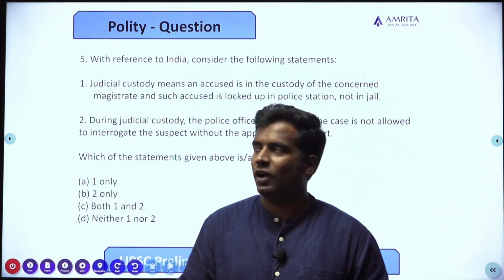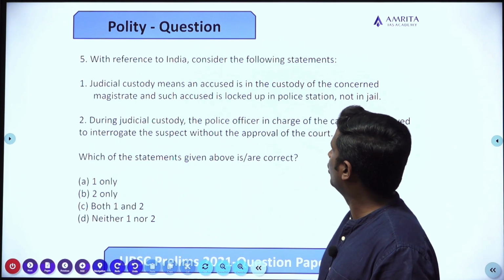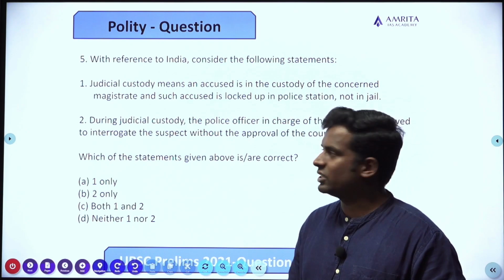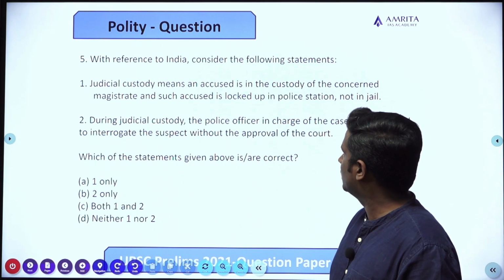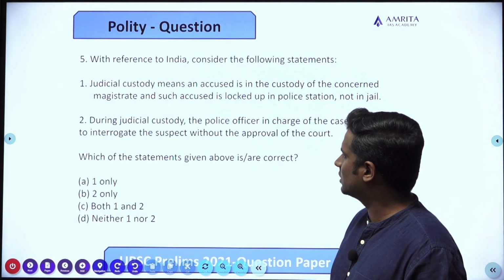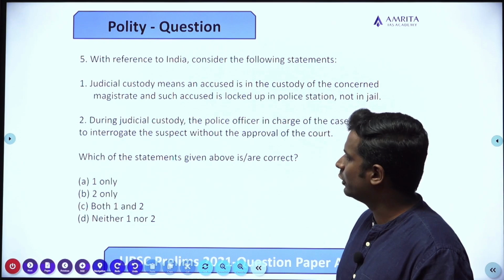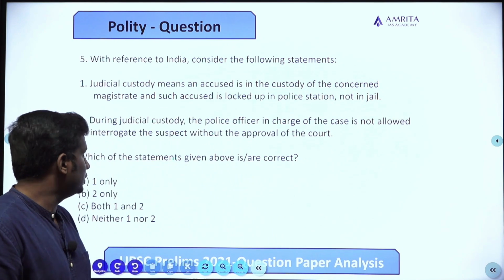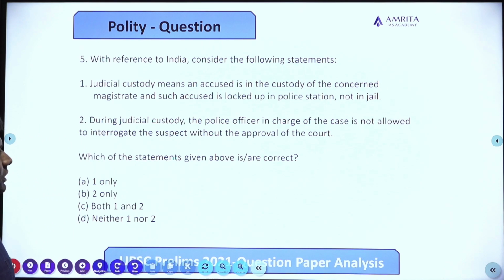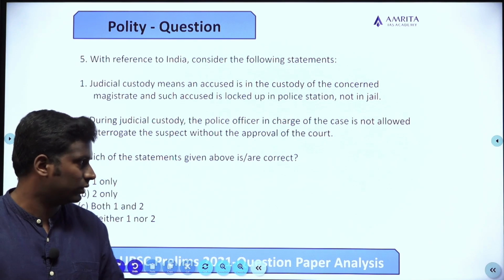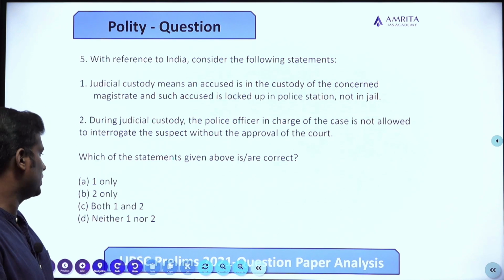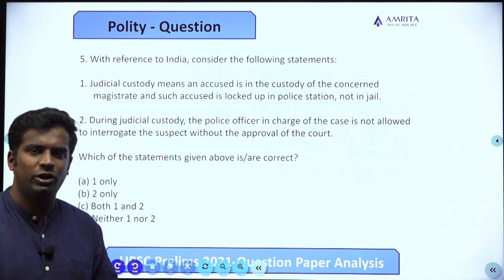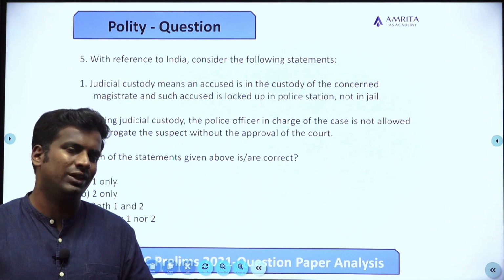Question number 5. With reference to India, consider the following statements. 1. Judicial custody means an accused in the custody of the concerned magistrate, and such accused is locked up in police station, not in jail. 2. During judicial custody, the police officer in charge of the case is not allowed to interrogate the suspect without the approval of the court. Which of the statements given above are correct? Option A, 1 only, option B, 2 only, option C, both 1 and 2, and option D, neither 1 nor 2.